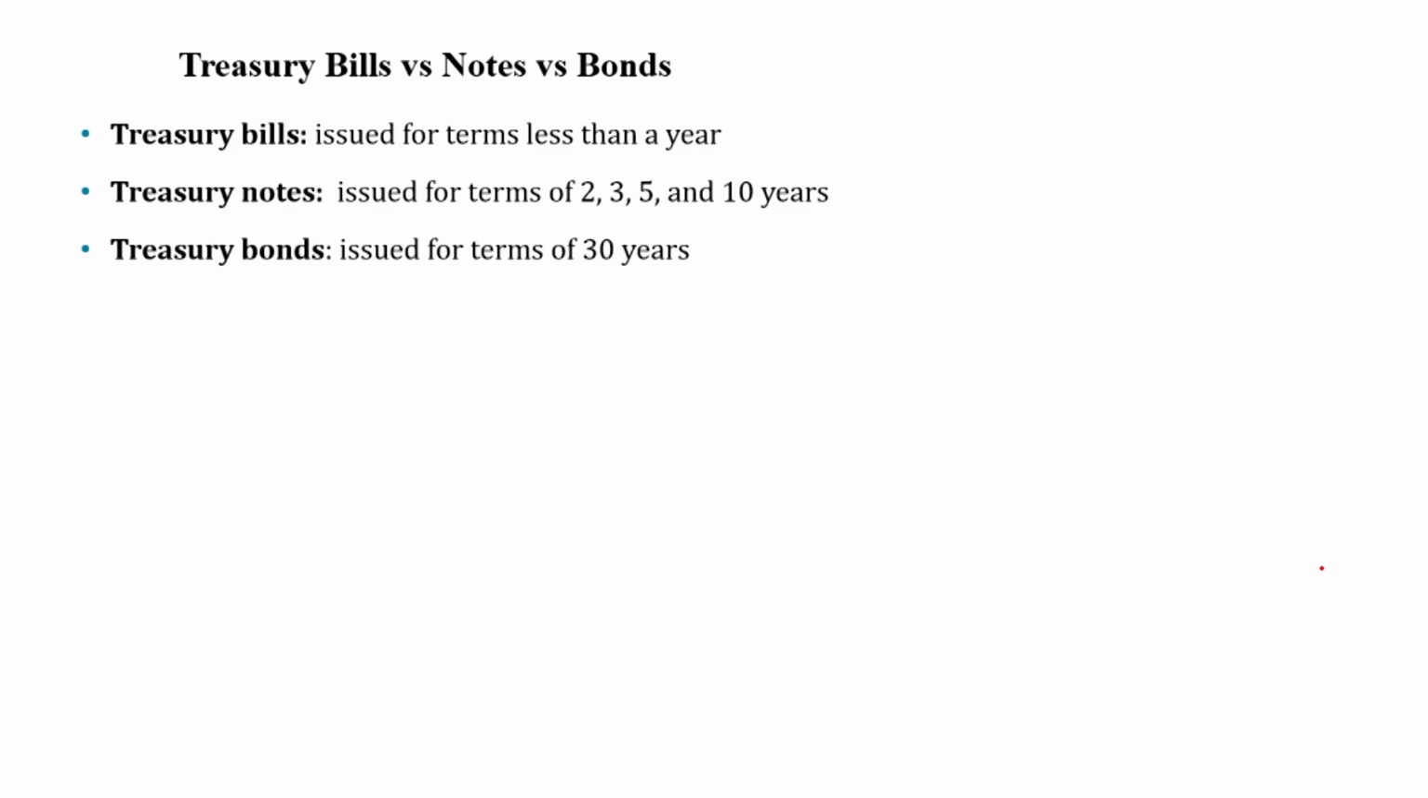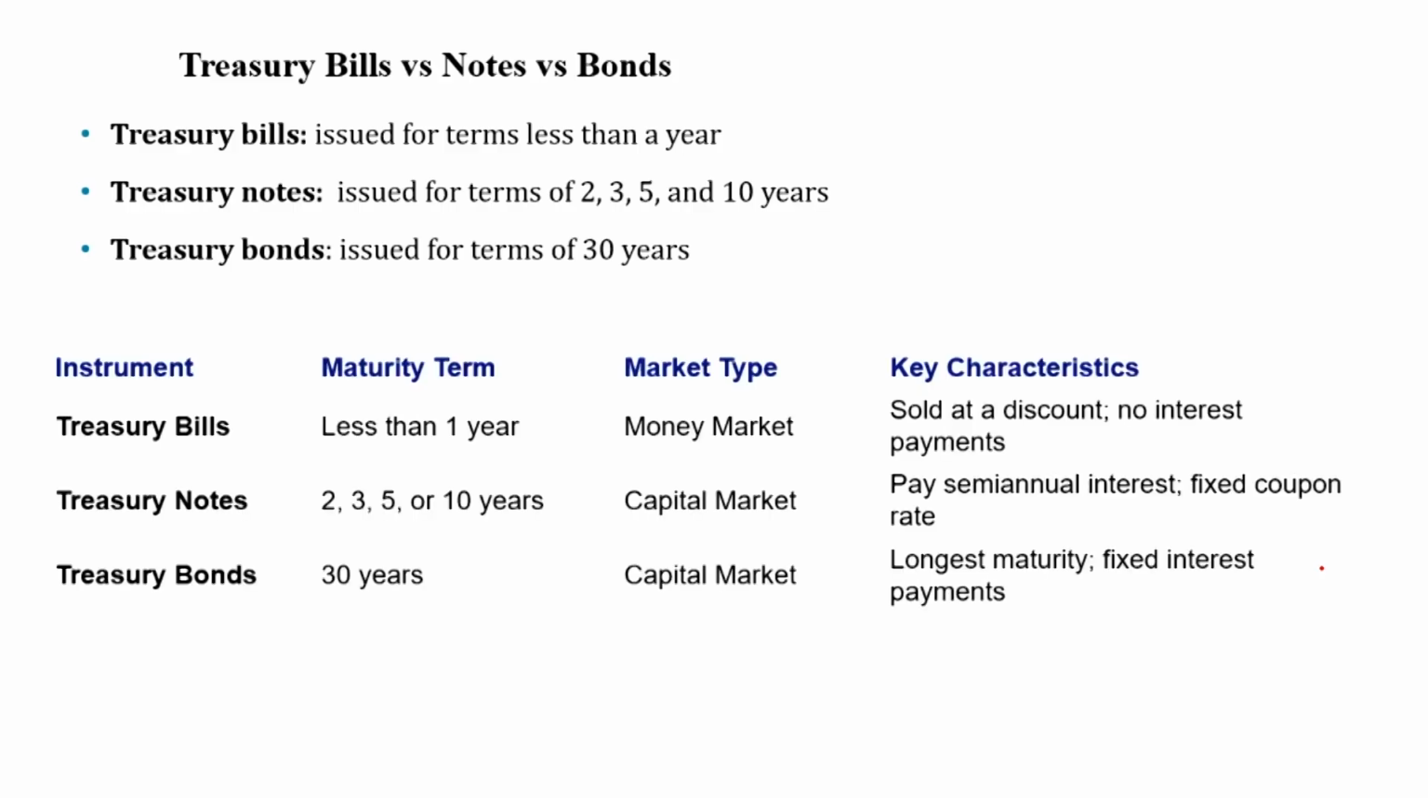So I made a summary table here: the instruments, its maturity term is given, the market type is given, and the key characteristics are also listed here. In the case of treasury bonds, they are the longest maturity. It has fixed interest payment as well.